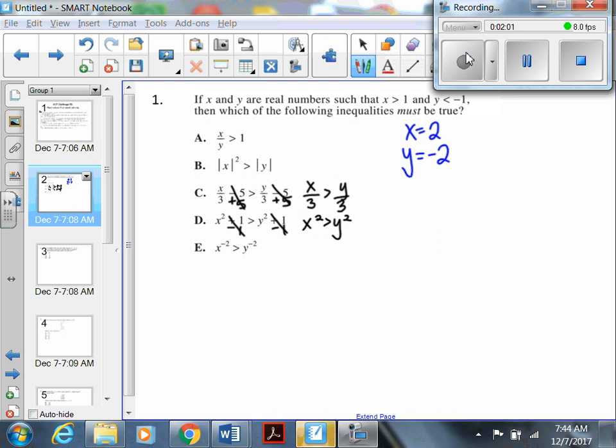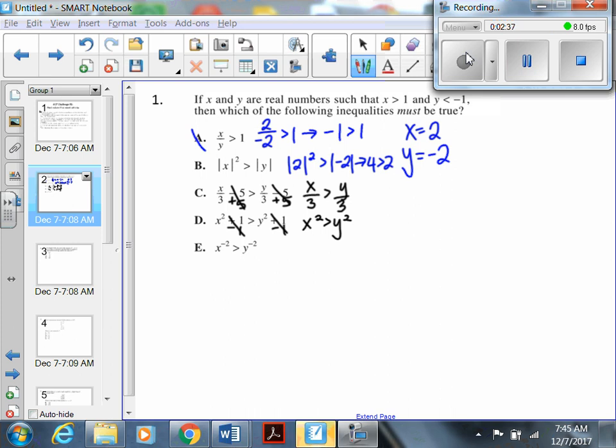So taking a look at A, if I plug in my x and y values, that would give me 2 over -2 is greater than 1. In other words, if I simplify my first fraction, that's saying -1 is greater than 1, which we know is not true. Let's eliminate A. Taking a look at B, if I plug in my x and y values, that would mean that I have the absolute value of 2 squared is greater than the absolute value of -2. In other words, that's saying 4 is greater than 2. That's a true statement, so we're going to leave B in the running.